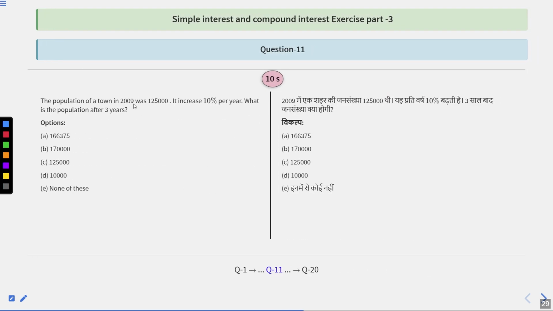So next one. The population of a town in 2009 was 1,25,000. It increased 10% per year. What is the population after 3 years? You have 5 options and 10 seconds to analyze the question. Your time starts now.